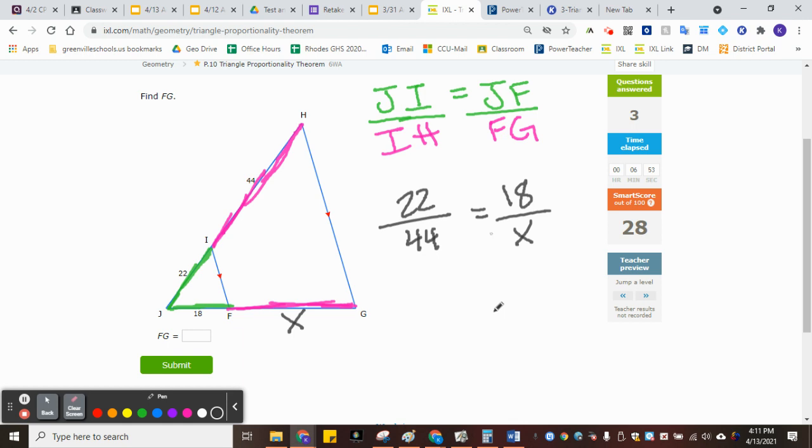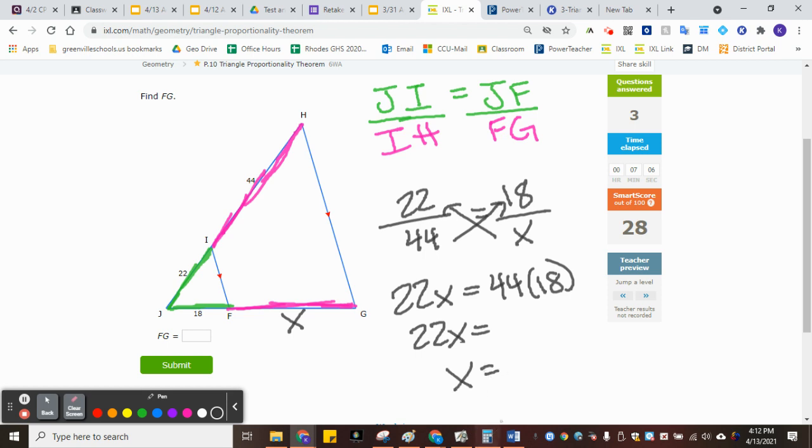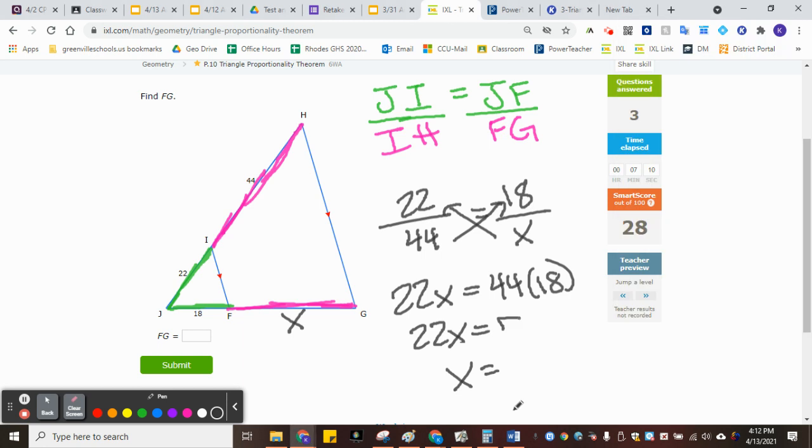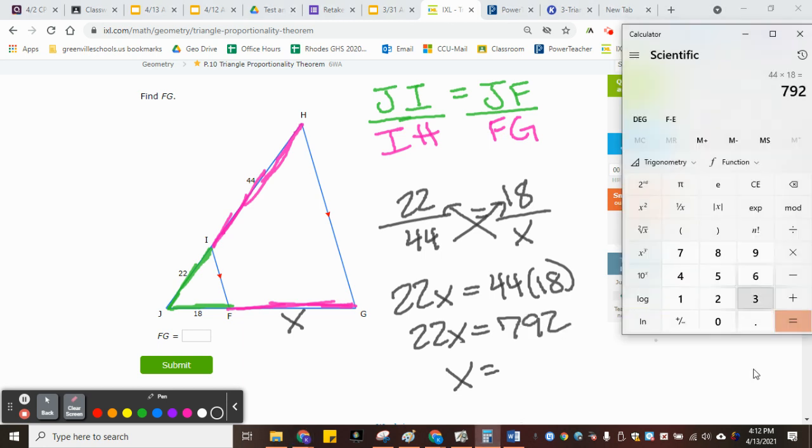Cross multiply. So 22x equals 44 times 18. 22x equals some number, divide by 22, and you'll get your answer. 792, 36.